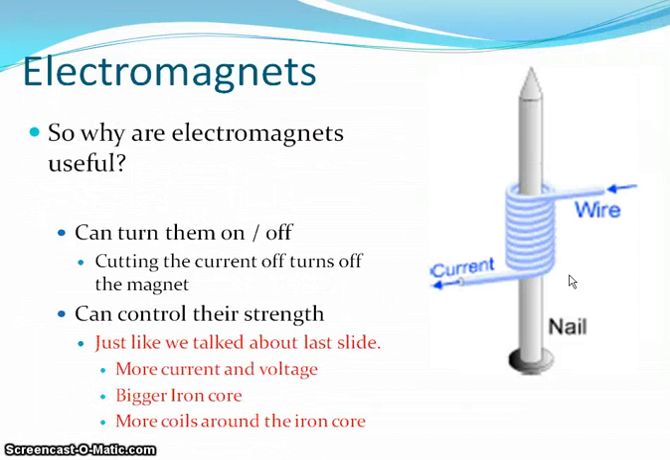So why are they useful? So really, first and foremost, they can be turned on and off, which is huge. This is really important to us. In other words, if we didn't want this to be magnetic anymore, we would just unplug the battery or open the circuit. And we can control their strength. So unlike, like I was saying, with permanent magnets, those are as strong as they are, and we really can't do too much to change them. But electromagnets, on the other hand, we can change it just like everything we talked about last slide. More current and voltage, bigger iron core, more loops, and we can create a stronger magnet. So two really big advantages there to using an electromagnet compared to a normal permanent magnet.